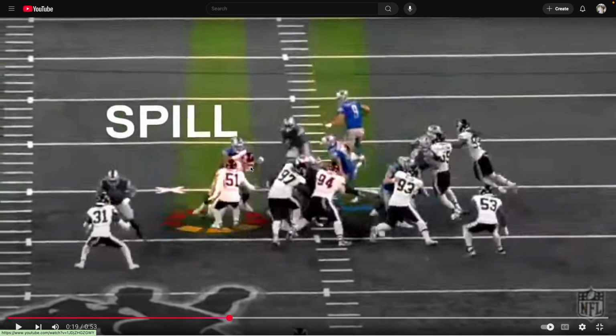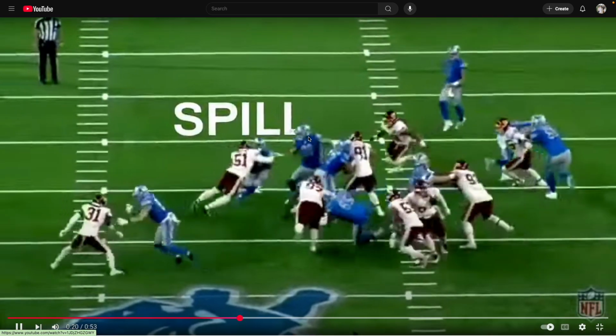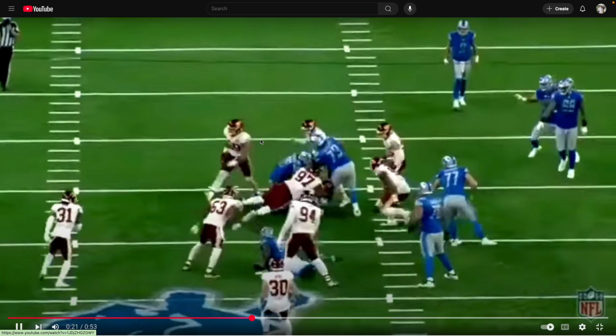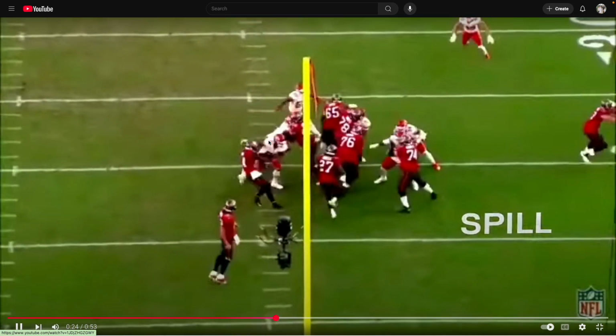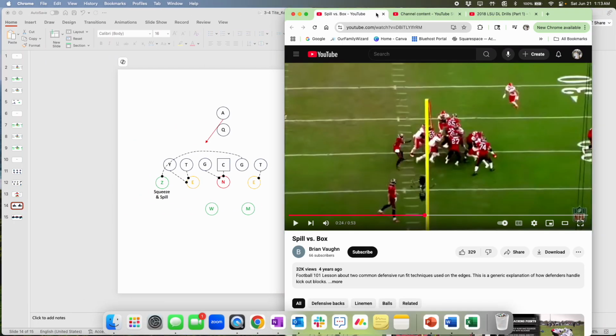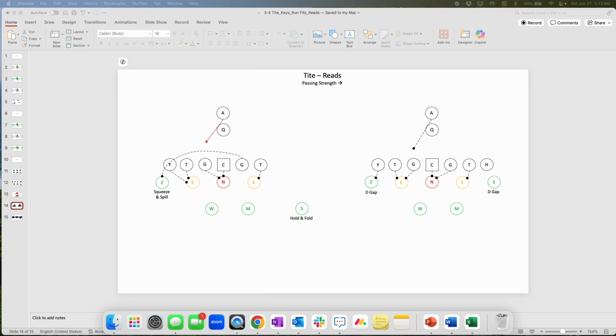There's that wrong arm technique. He put his outside shoulder on the inside shoulder of the blocker, and it causes all this chaos. All right, so that's squeeze and spill, guys.